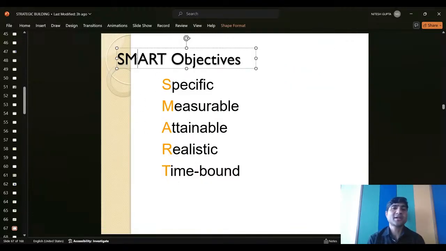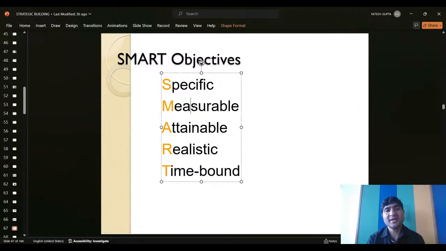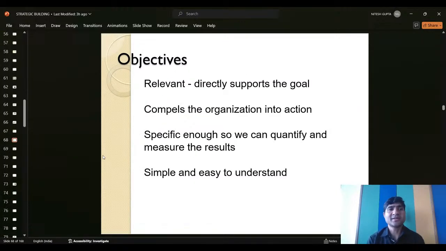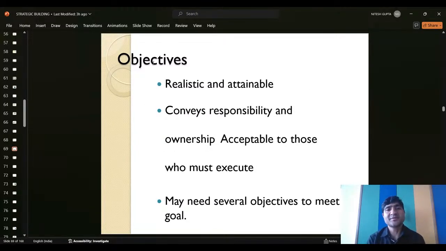Like, what are the objectives? So you will have to focus on SMART. What is that SMART? Your objective has to be specific, it has to be measurable, it has to be attainable, it has to be realistic, it has to be time bound. So that is what it is. Okay, so when you talk about objective, it has to be realistic, relevant, directly support the goal, compel the organization into action, specific enough so they can provide and measure the result, simple and easy to understand. The objectives are realistic and attainable, convey responsibility, ownership, acceptance, and you may need several objectives to meet a goal.